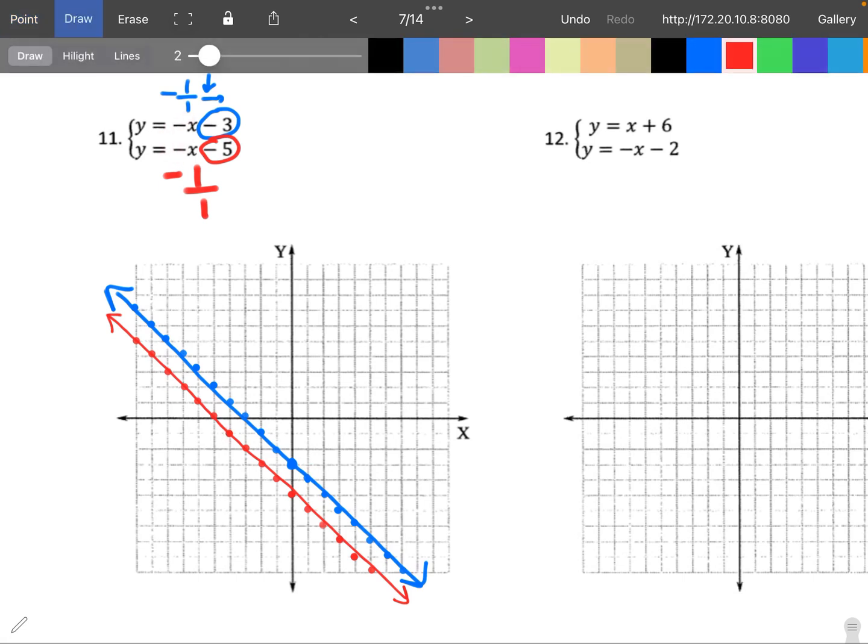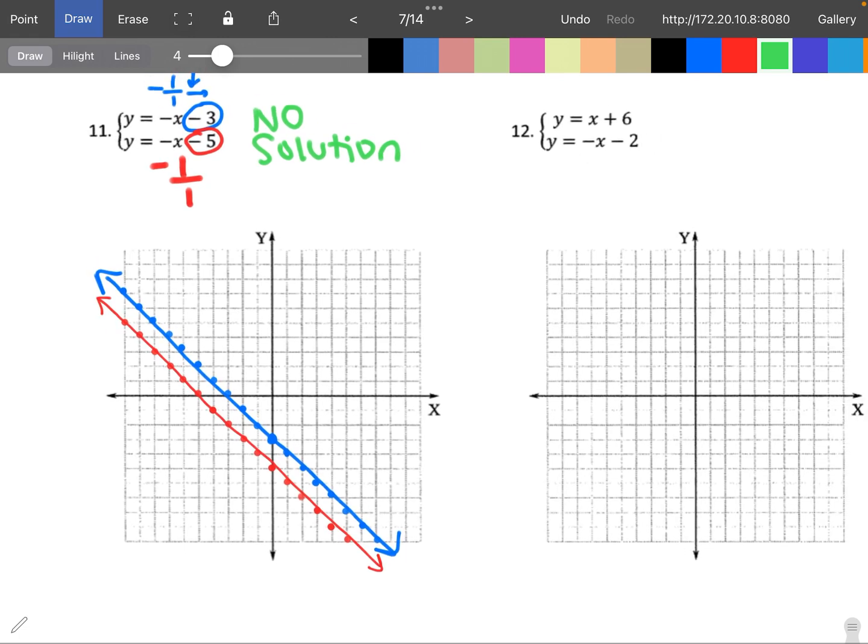Now, what kind of lines are these? Hopefully you're like, oh yeah, those are parallel lines. Well, parallel lines, they never intersect. So if they never intersect, then we're going to write no solution. And there won't be any ordered pair to write. So when you have a no solution or an infinite many solutions, that's all you write. But when you have one solution, you need to write what that ordered pair is.